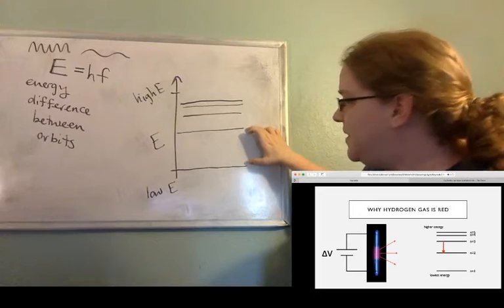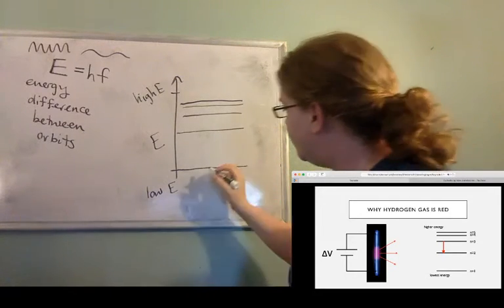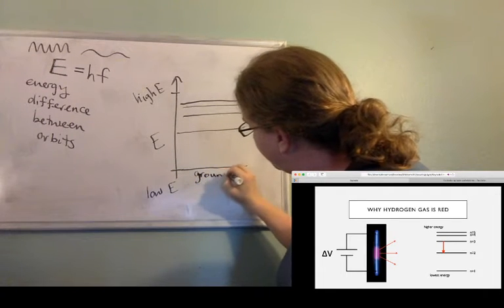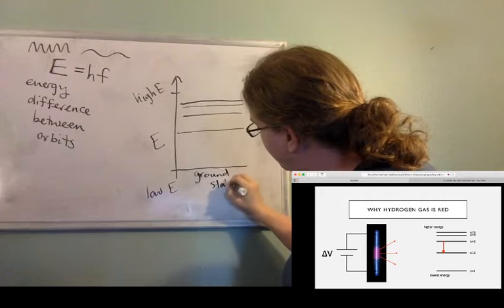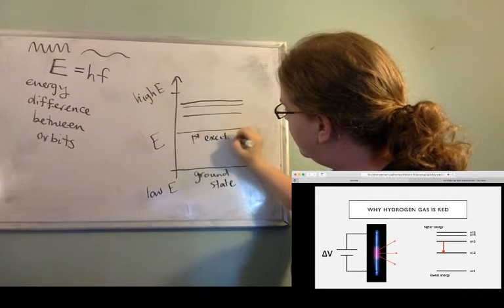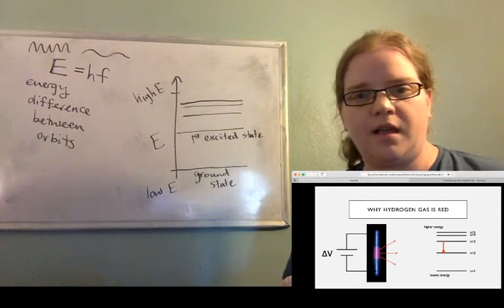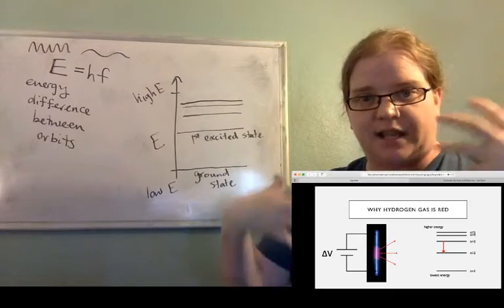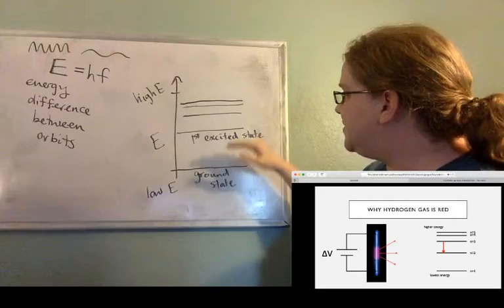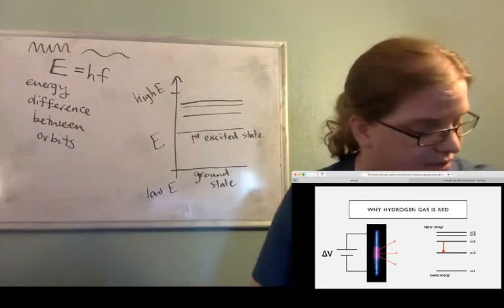So the biggest gap in energy is actually between the ground state. This lowest one is called the ground state. And up here we have our first excited state. Okay. Again, state is like orbit. Where is that electron? And then these are the energies of it. So most electrons like to live at the ground state. They like to have the lowest energy.